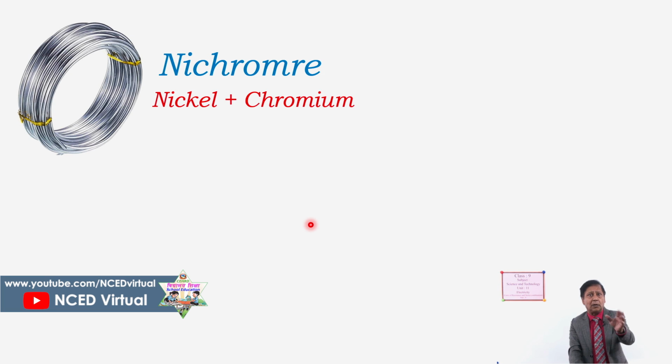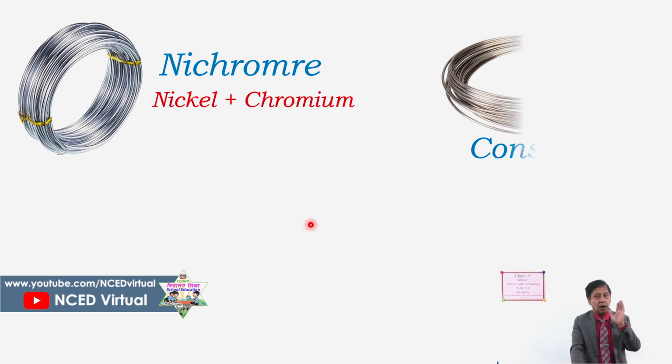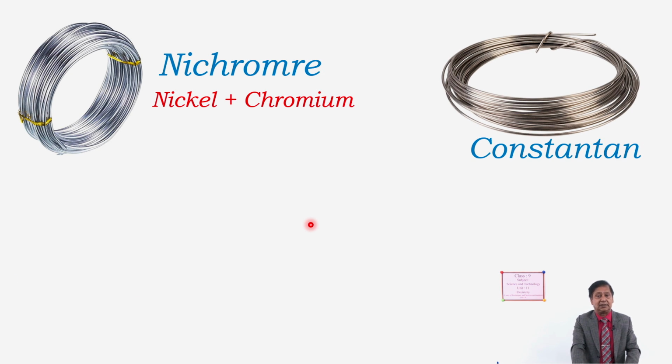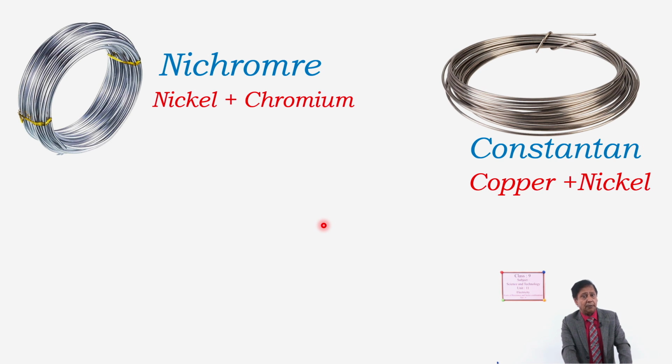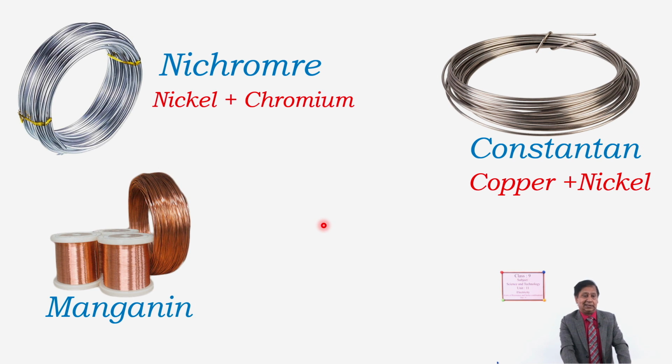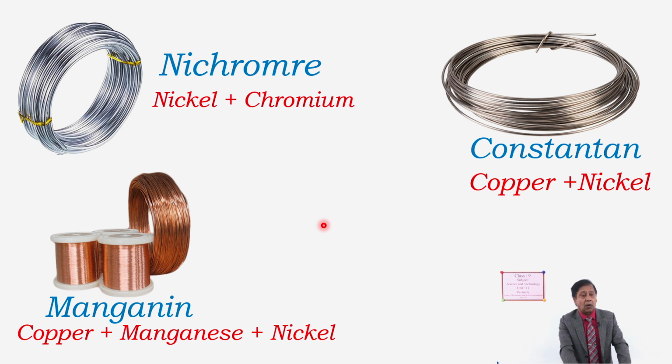This is used in all the heating instruments. Another example, constantan. This constantan is an alloy of copper and nickel, and this is also used as a resistor in electric circuits. And manganese, it appears like copper, but this is an alloy of copper, manganese and nickel. Alloy means mixture of metals. A mixture of metals is called an alloy.